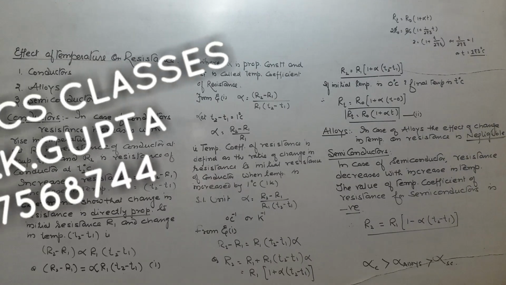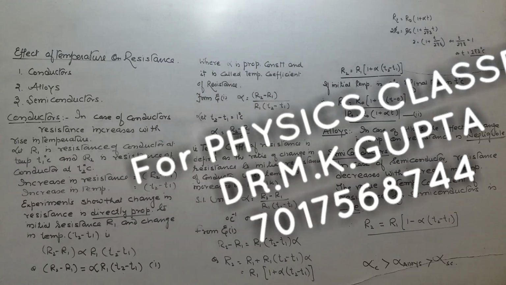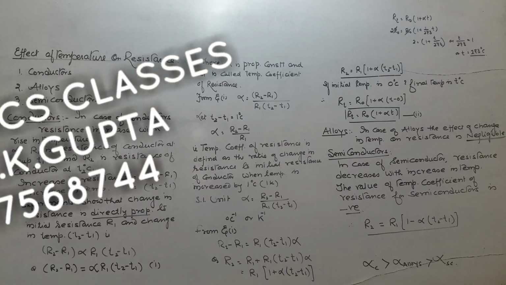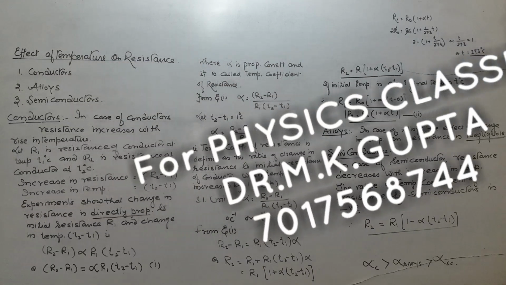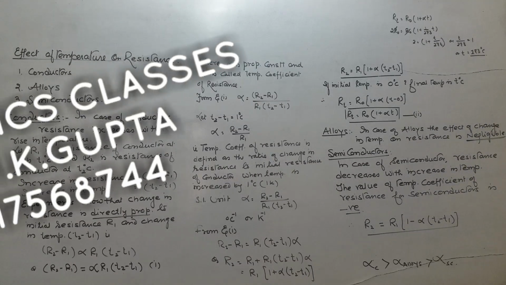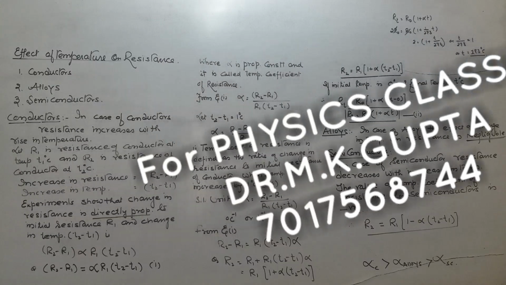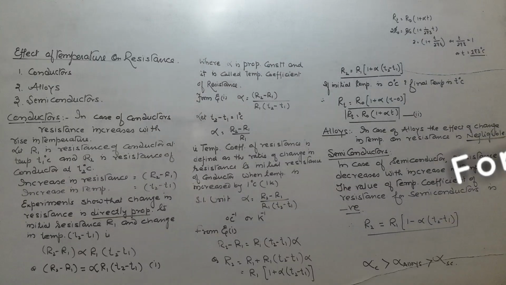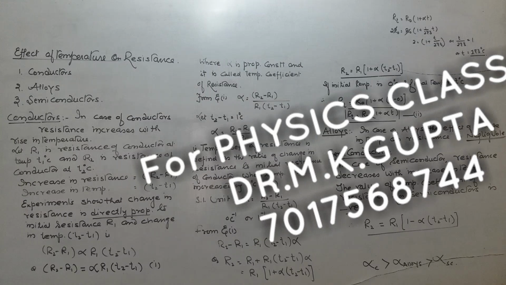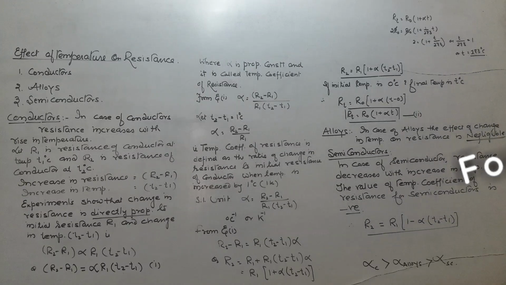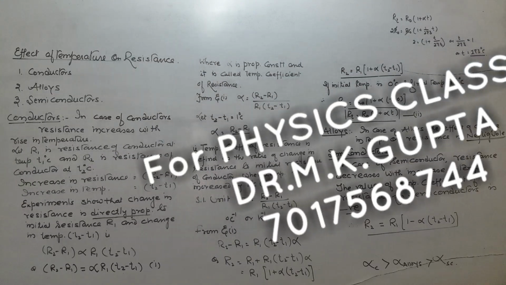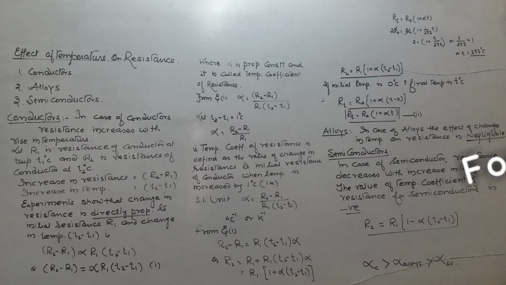Experiments show that the change in resistance is directly proportional to the initial resistance of the conductor as well as the change in temperature. If R1 is the resistance at T1 degree Celsius and R2 is the resistance at T2 degree Celsius, then, students, R2 minus R1 is proportional to R1 times (T2 minus T1). To remove the proportionality sign, we introduce a proportionality constant. That's why R2 minus R1 is equal to alpha R1 (T2 minus T1).